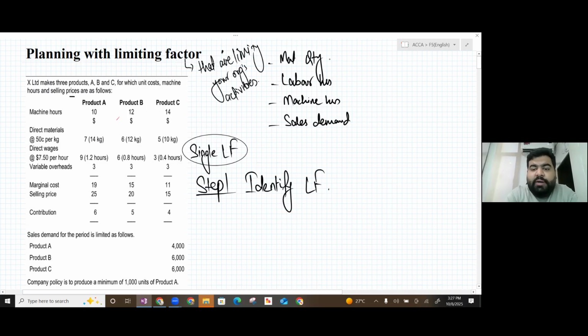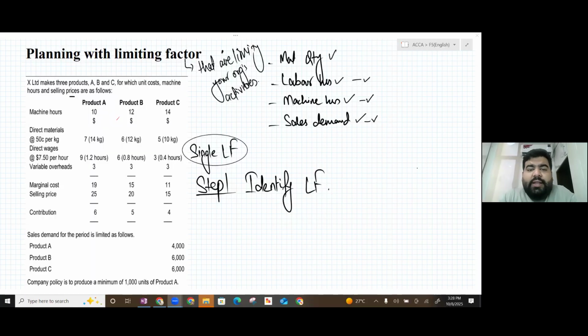So obviously you need material, you need labor, you need machines, and also you have to see the sales demand. If there is a demand of sales, then you have to make that product. So for example, you have a lot of labor hours available, and you can easily do the production. You have the machine, you have the sales demand. You know that if you make the product, it will be sold easily. So if material quantity is not available as you need, obviously it's the limiting factor.